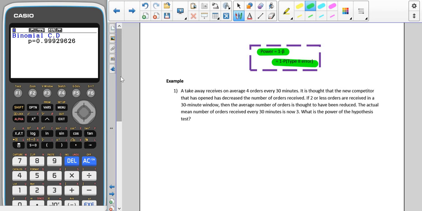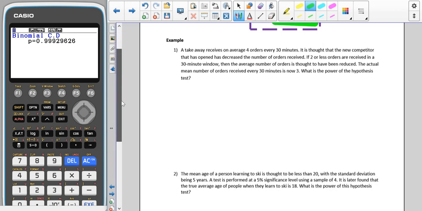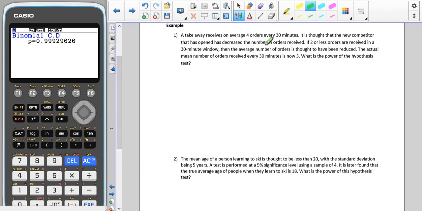So our first example is that we have a takeaway that receives an average of 4 orders every 30 minutes. It is thought that a new competitor has opened, which is going to decrease the number of orders received. If 2 or less orders are received in a 30-minute window, then the average is thought to have been reduced. The actual mean number of orders per 30 minutes is now 3. What is the power of the hypothesis test?